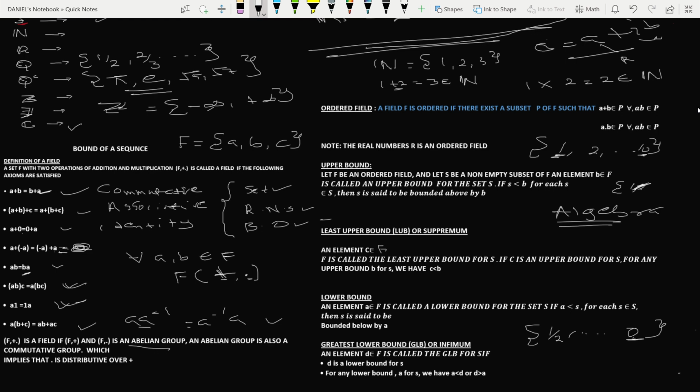So, of course, if you want to define this, you have: let F be an ordered field. Now, a typical example of an ordered field is the set of real numbers. The set of real numbers is an ordered field. So F is ordered if there exists a subset P of F such that A plus B is in P. Let me clean some parts so I can explain certain things.